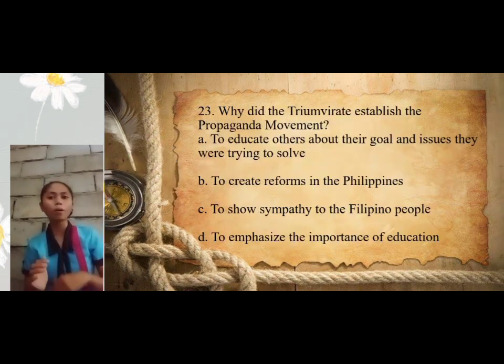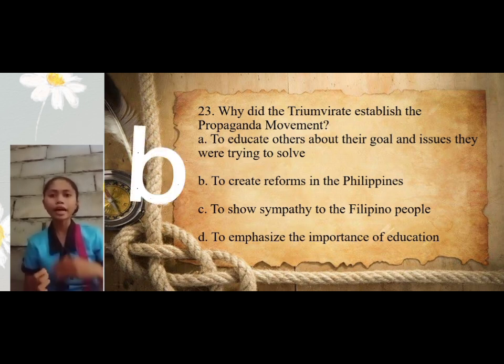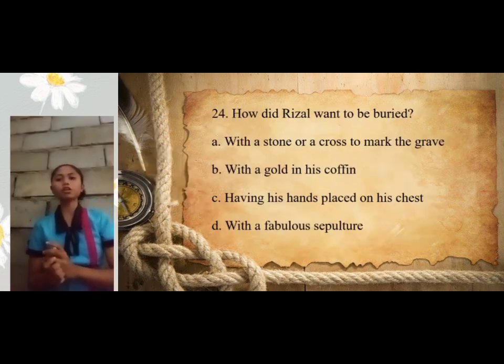Why did the triumvirate establish the Propaganda Movement? So the answer is to create reforms in the Philippines. So it was organized and participated in by the Ilustrados. Dr. Jose Rizal, Marcelo H. del Pilar, and Graciano Lopez Jaena are the leaders of the said movement. So the Propaganda Movement is a reform and national consciousness movement that arose among young Filipino expatriates in the late 19th century. So let's proceed to number 24.